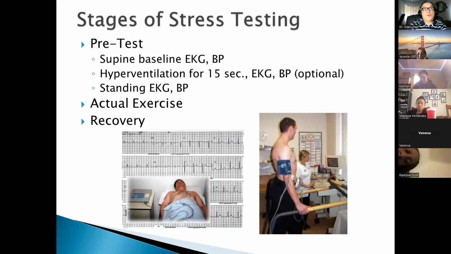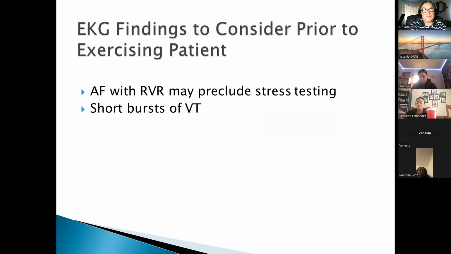So as you see here, we are doing the pre-test. What is the technique? Supine baseline EKG, blood pressure, hyperventilation for 15 seconds, and actual exercise. And after doing the exercise, we put the patient into recovery to restore back the baseline EKG and baseline vital signs.